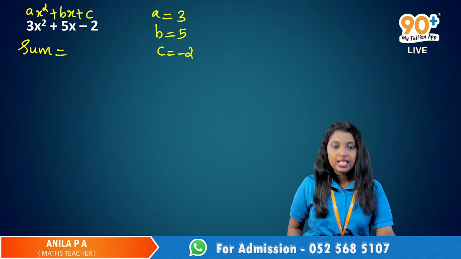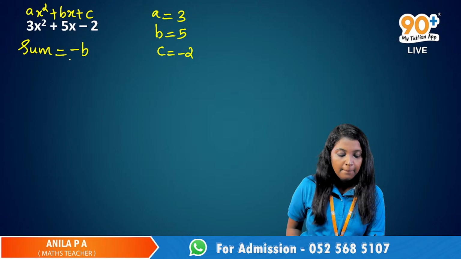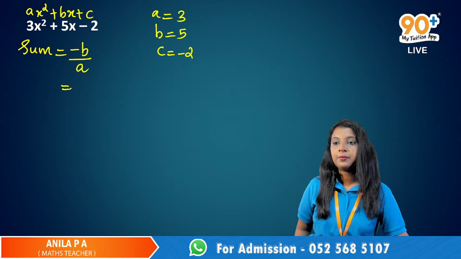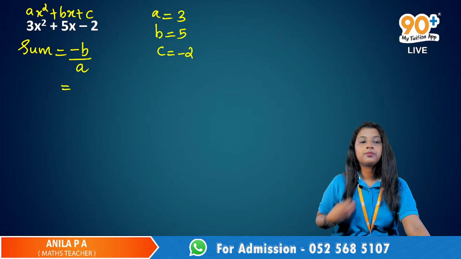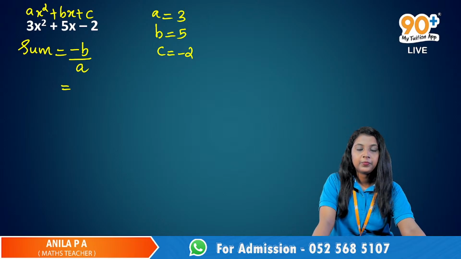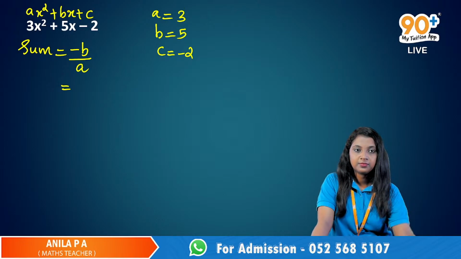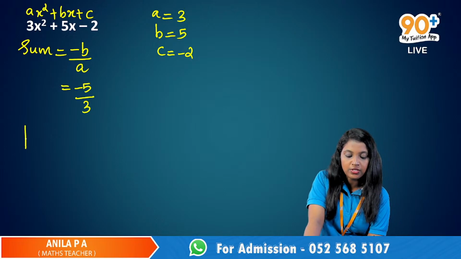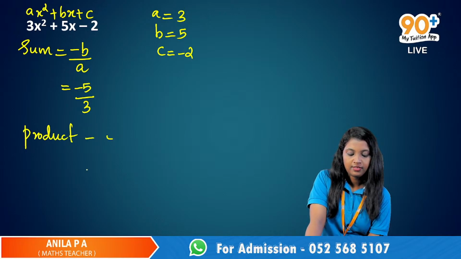Sum of zeros is negative b by a. Yes, Gauri. Ma'am, can you hear me? Yes, Gauri, you are audible. Ma'am, so negative 5 by 3. Yes, very good. Negative 5 by 3 and product of zeros? C by a. So negative 2 by 3. Yes, negative 2 by 3.